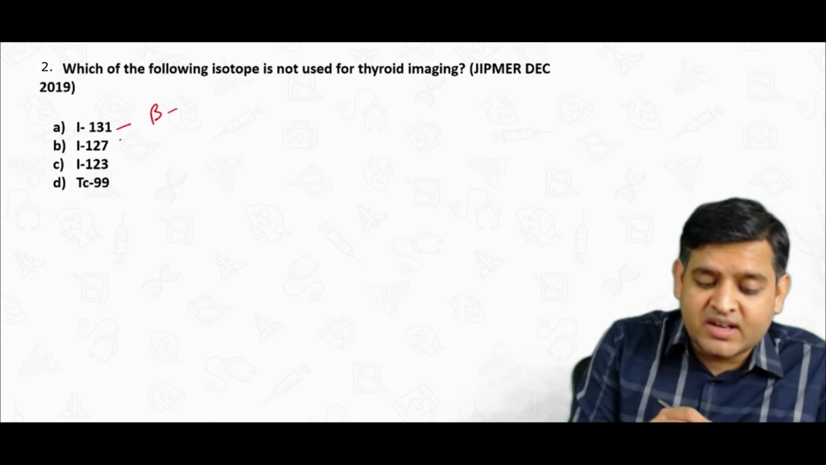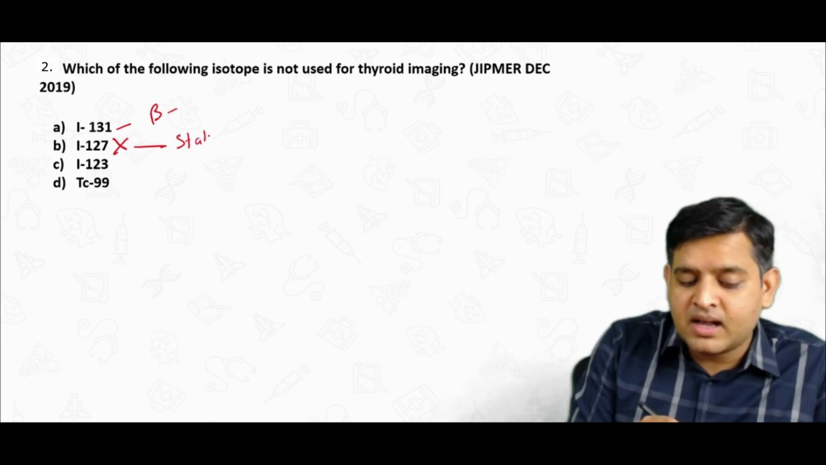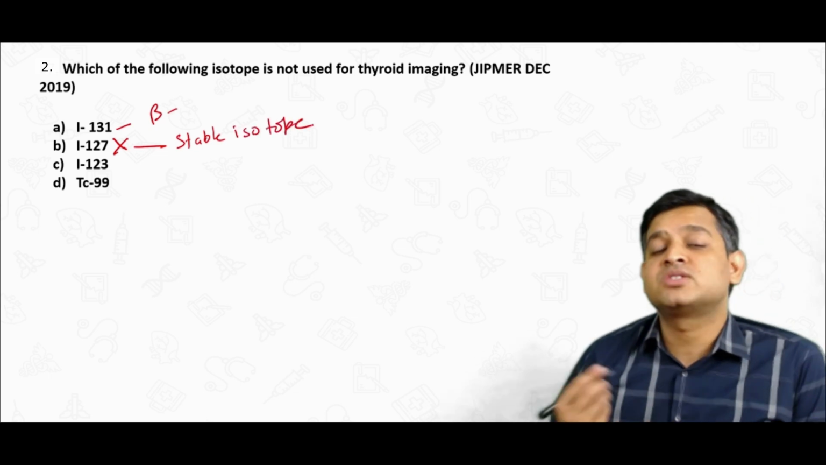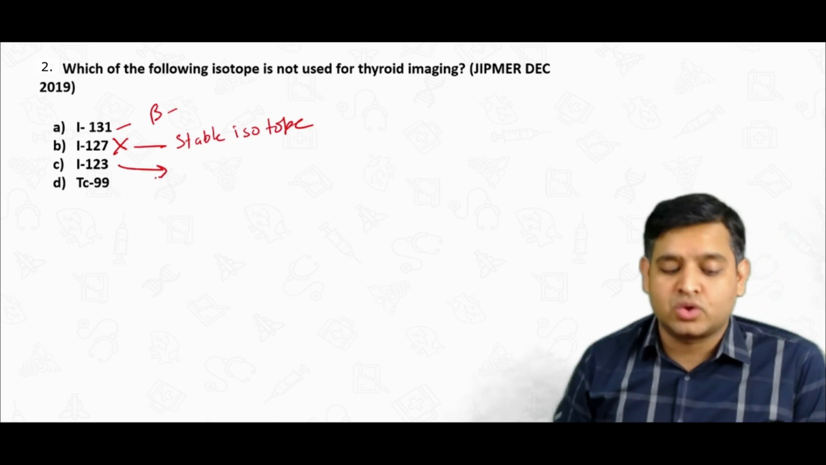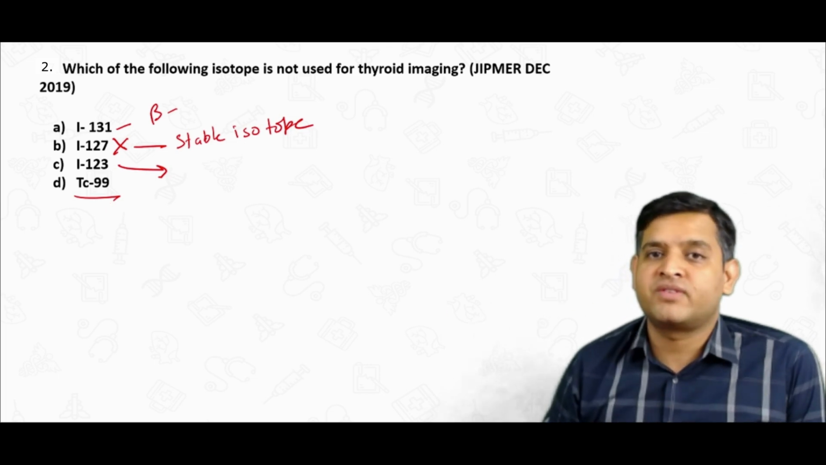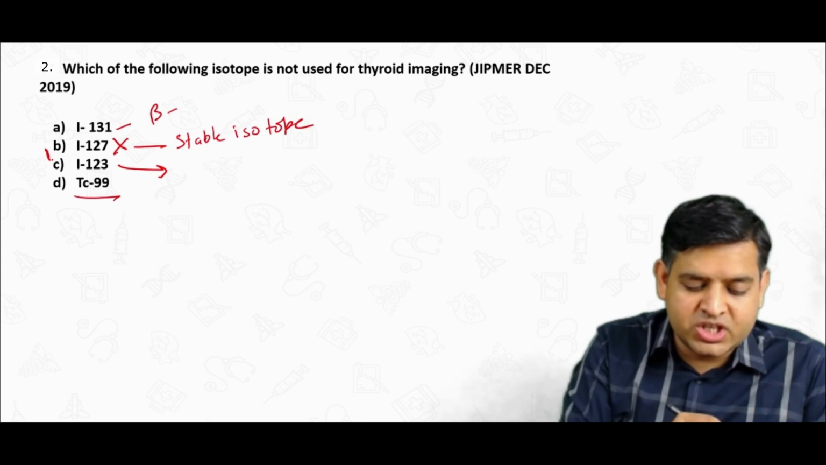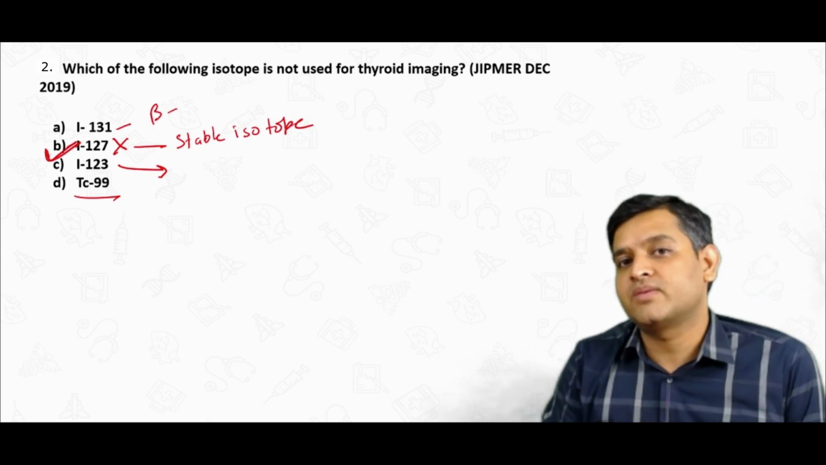Iodine 127 cannot be used. Why? Because it's a stable isotope. It is not radioactive, and if it is not radioactive, it cannot be used. Iodine 123 is an ideal isotope, and technetium can also be used because of the affinity for the thyroid gland. So please remember, contrary to your expectation, the answer is iodine 127 here, not 131.